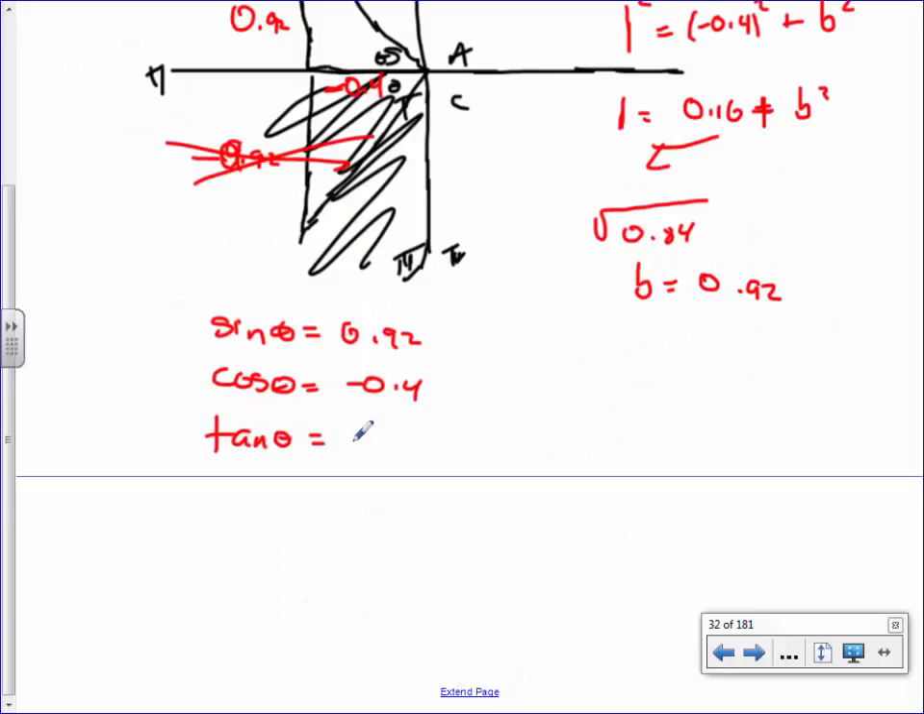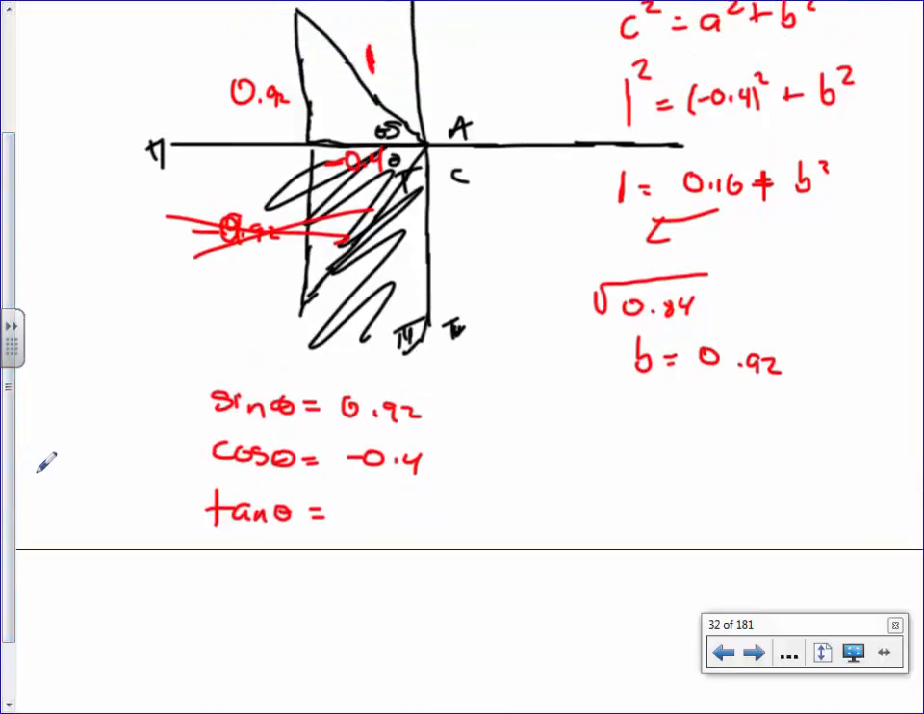What will tan's value be? Sure, that'll work. So 0.92 divided by 0.4. I got negative 2.29 when I take these two numbers and divide them by each other. The other ones are a bit trickier.